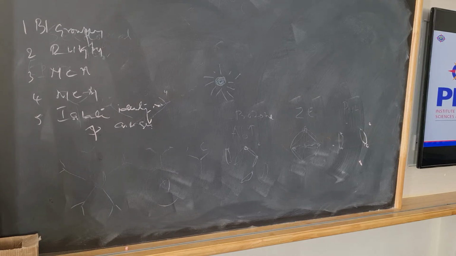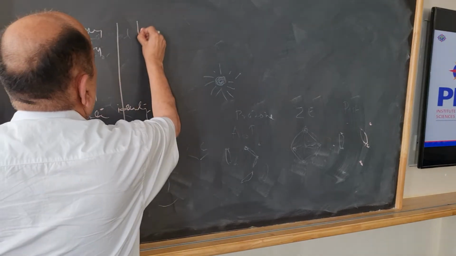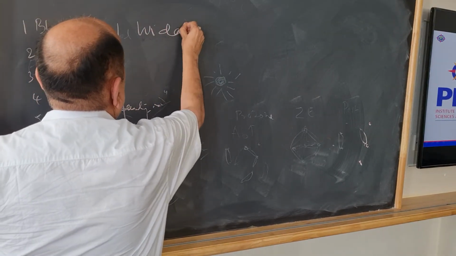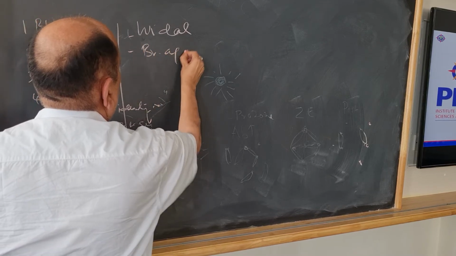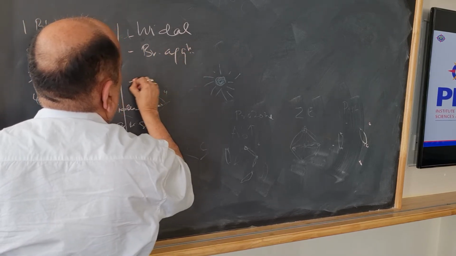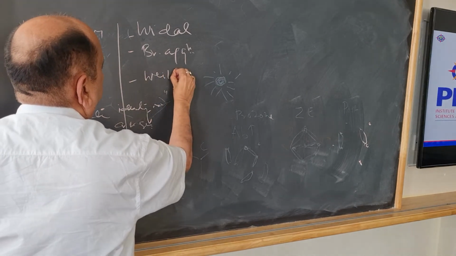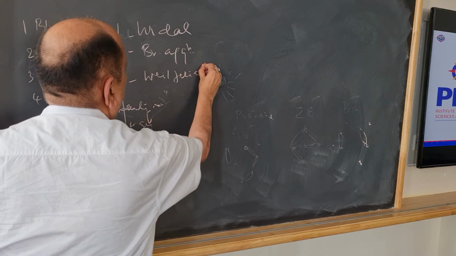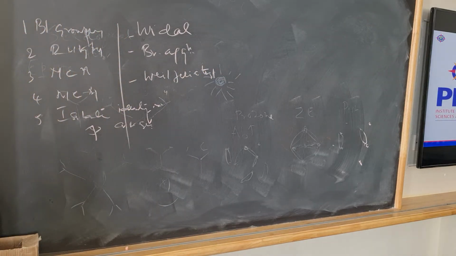Now tube agglutination tests. Very important is the Vidal test. Next is the Brucella agglutination test. Third one is the Weil-Felix test. The Vidal test is done for the diagnosis of typhoid fever or enteric fever. This is the first test with which we started doing agglutination tests.